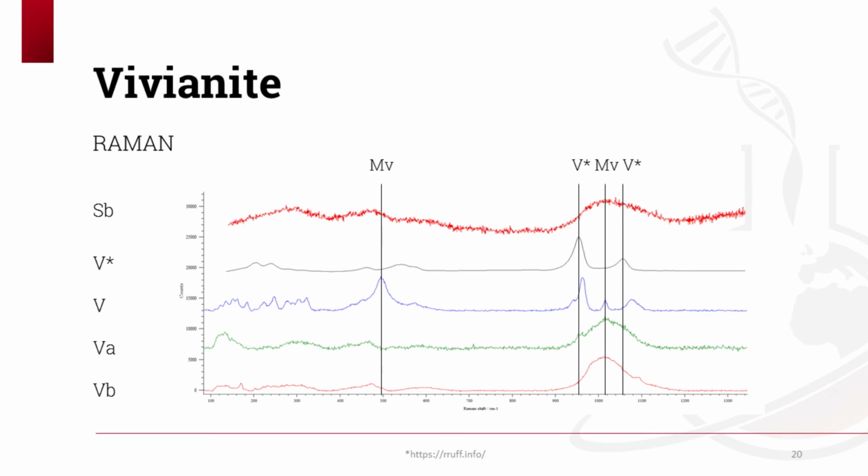Using Raman, we compared our pure vivianite, marked as V, with the vivianite left after the abiotic and the biotic experiments, respectively marked as VA and VB. We also used data from the literature for metavivianite, a natural slightly oxidized vivianite phase, whose peaks are marked as MV, and pure vivianite, marked as V star.